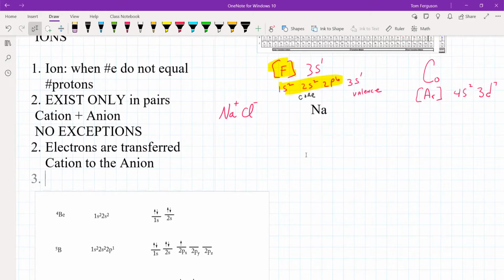Now, the reason why these ions form is based on the stuff we've been saying in this course up to this date. Why do you think ions form?